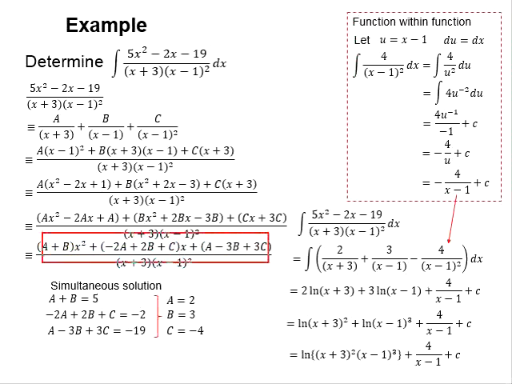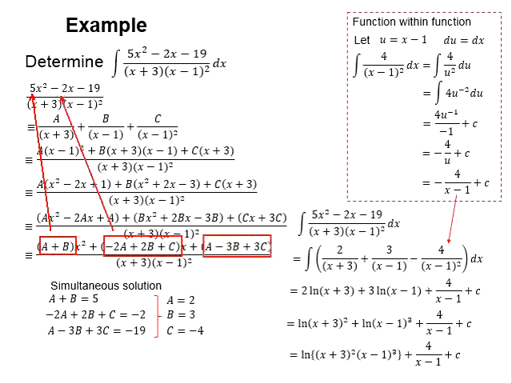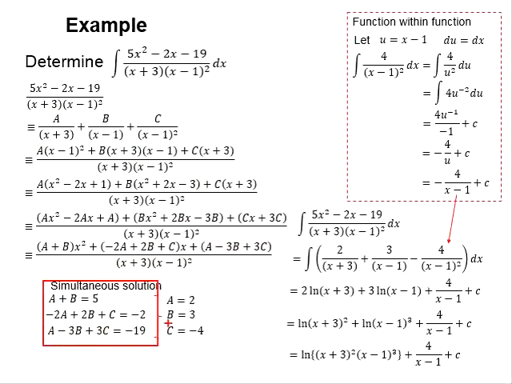Then compare this with the equation here. You will see a plus b will be equal to 5. Negative 2a plus 2b plus c will be equal to 2. A plus 3b plus 3c will be equal to minus 19. You have 3 equations with 3 unknowns. Solve the equations simultaneously. You get a, b, c equal to 2, 3 and negative 4 respectively.